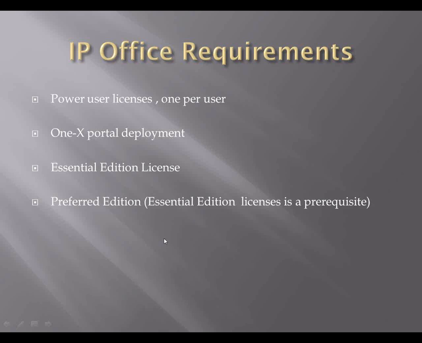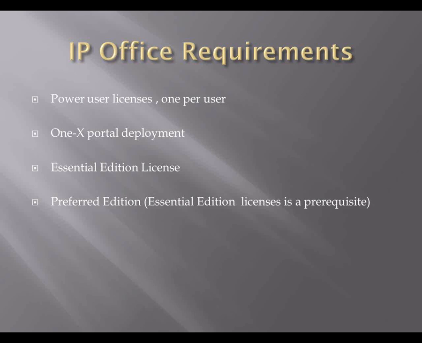So some of the requirements for IP Office: you'll need a Power User license, 1 per user. The Power User licenses are roughly $140, and you'll need a license per user. You also need the 1X portal deployed, which is the backbone of the different applications, such as soft phone, the mobility app, also the Outlook add-in.